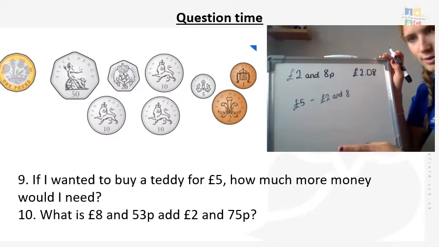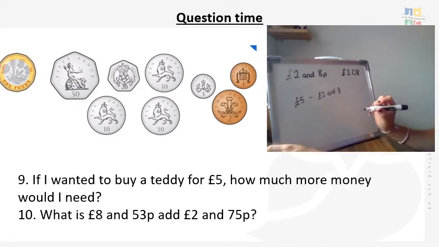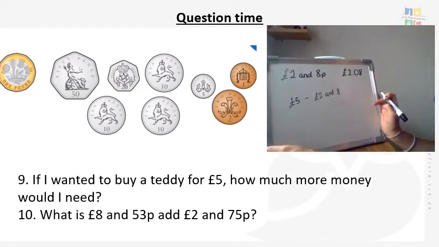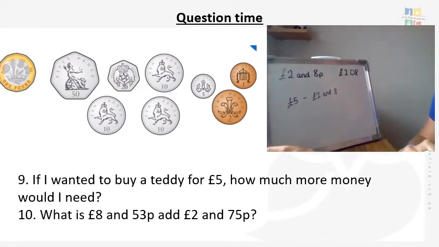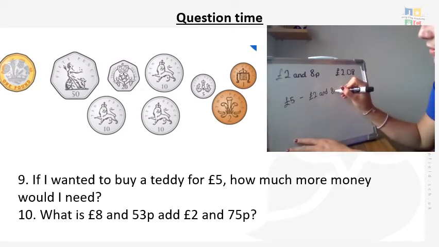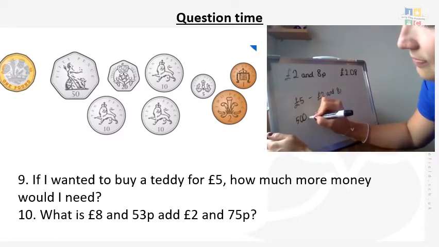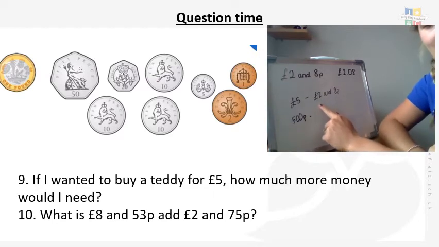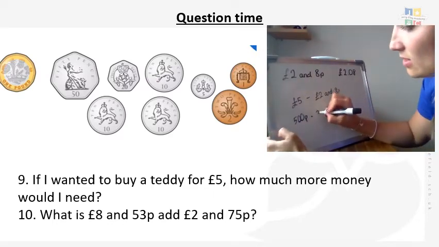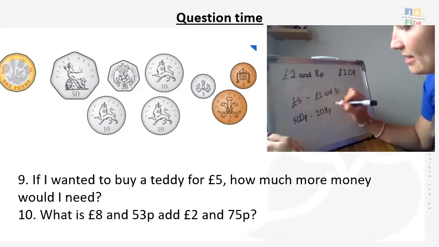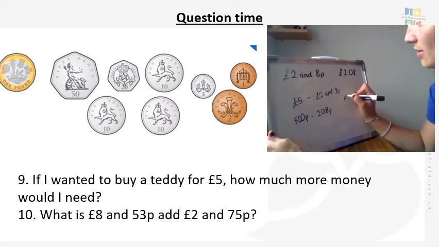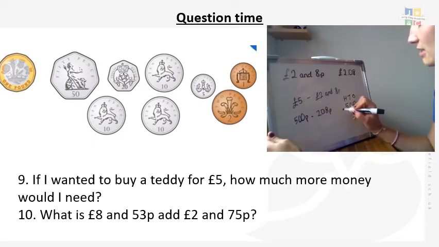Now again, there's two ways that we can do this. We could either convert it and use the column method, or we could jump up to see how much we would need. So we're going to do the column method first. So let's convert it all into pence. So I know that in £5 there is 500 pence. In £2 there is 200 pence, and there's 8 pence as well, so it's 208 pence. So in order to work this out, I'm going to do my column method, HTO. I'm going to do 500 take away 208 pence.